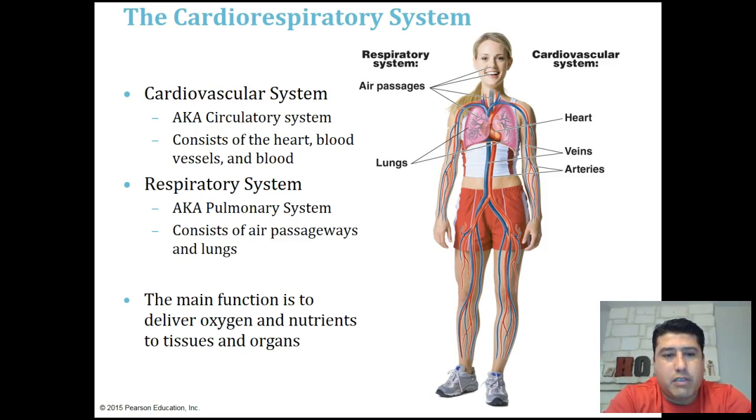Okay. The respiratory system is also known as the pulmonary system. The pulmonary is in reference to the lungs. I think there's a Latin term for lungs regarding pulmonary. If you hear of respiratory or pulmonary, it's the same system, and it consists of the air passageways in the lungs. So it doesn't sound like there's a lot going on with the respiratory system, but there are some chief characteristics that allow the respiratory system to function adequately. Okay. So again, the main function of the two systems is to deliver oxygen and nutrients to the tissues and organs.